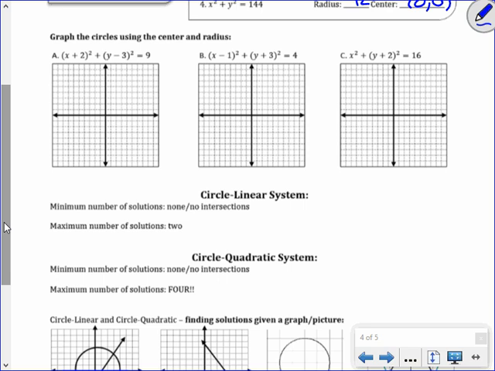So if you look at this one right here, what would my center be? My center would be -2, 3. And what would my radius be? 6. So with that information, graphing a circle is really easy.